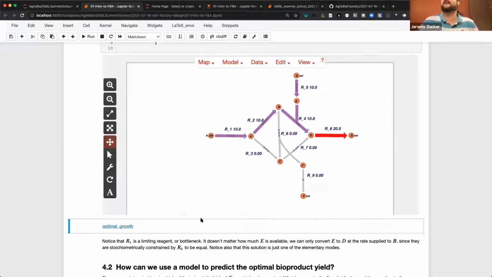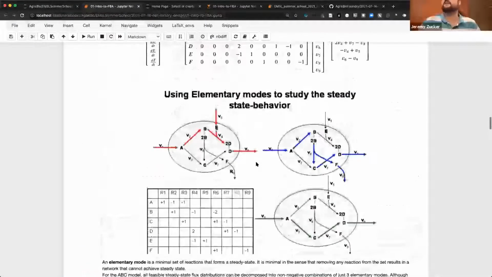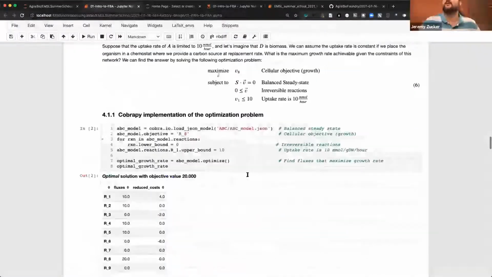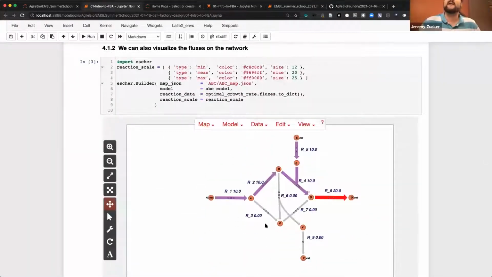Okay. So in this case, what was calculated was this, as we mentioned beforehand, there are many different solutions, right? So there's this solution, there's this solution, there's this solution. This is a solution that achieves steady state and also happens to be the optimal growth rate. So I didn't make R3 0. We'll be talking about how to do that later on.